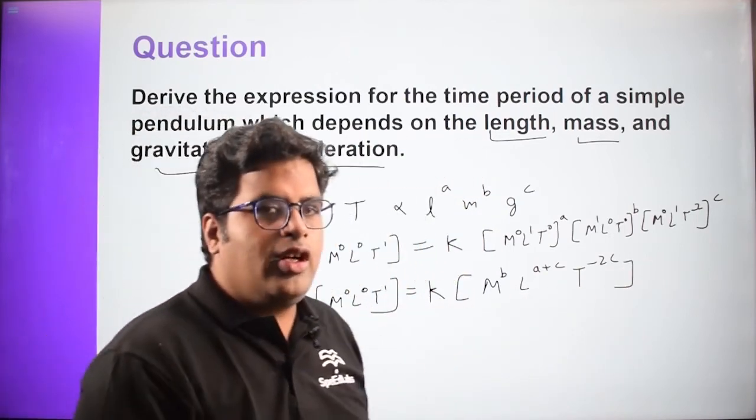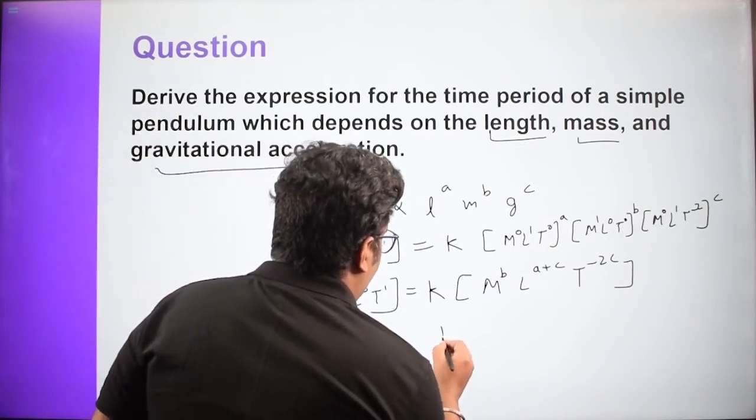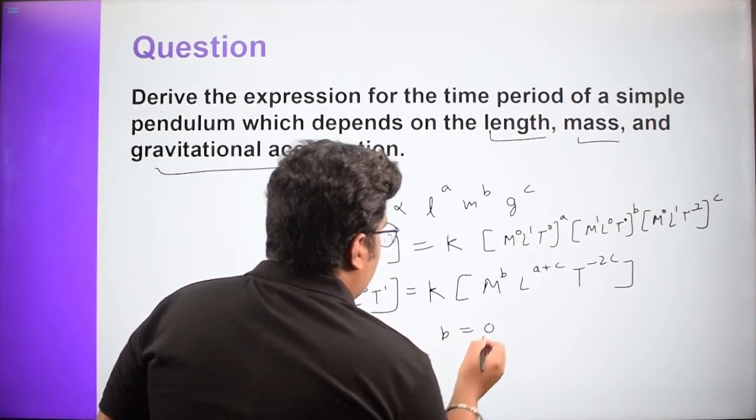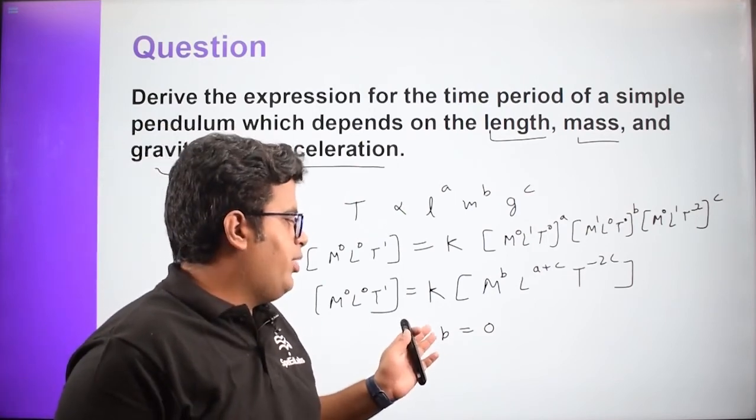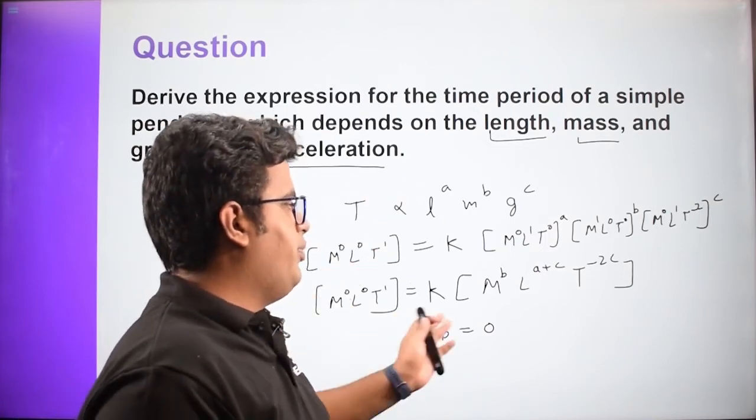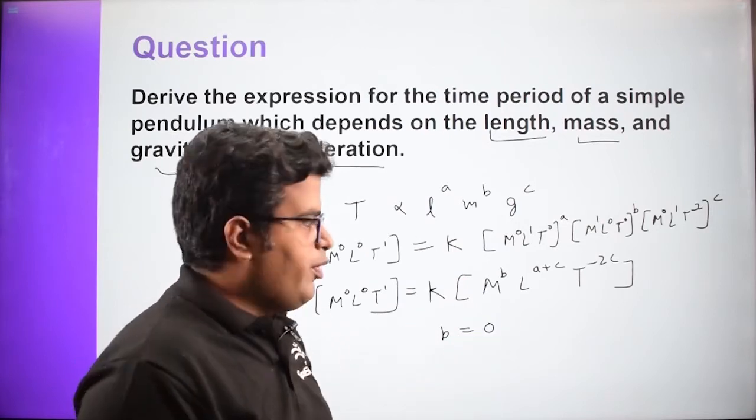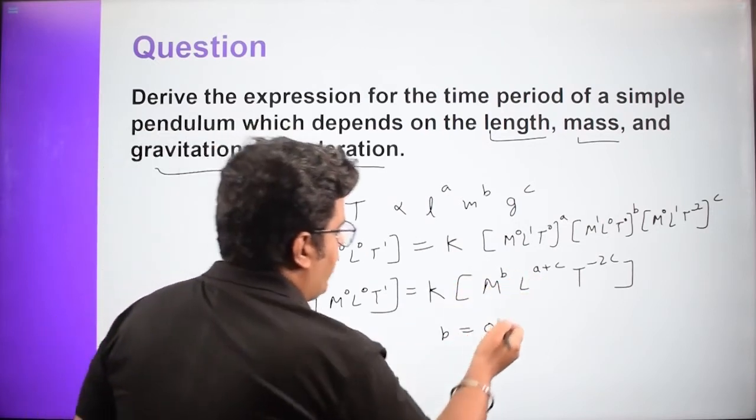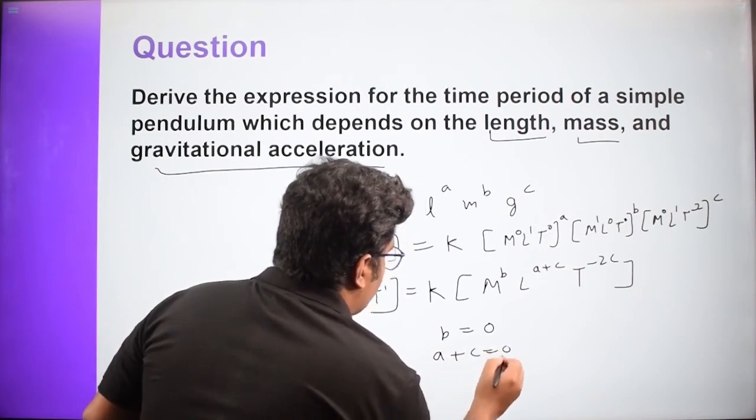Now simply we have to just compare the powers. When you compare the powers, B is equal to 0. What does this mean? This means that it does not depend on mass, right? The time period of a simple pendulum does not depend on mass, because anything to the power 0 is 1. So there will be no term of mass, right? So we'll see the powers of L. We'll have A plus C, and that is equal to what?